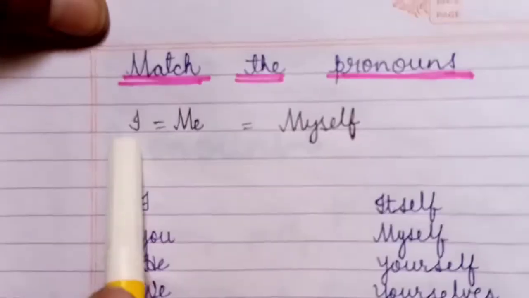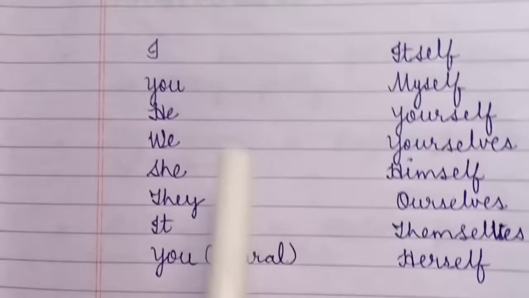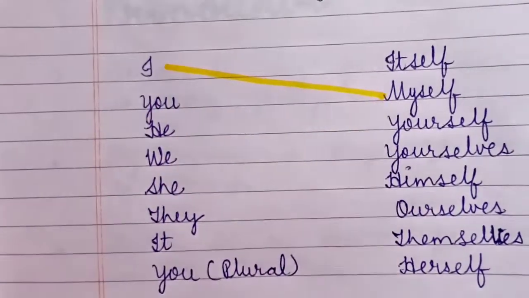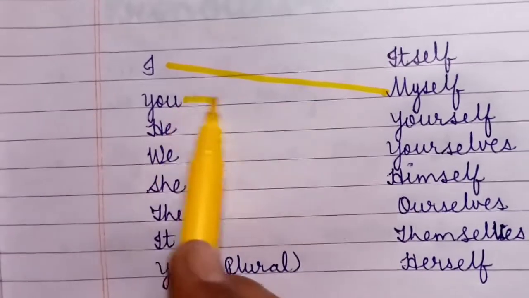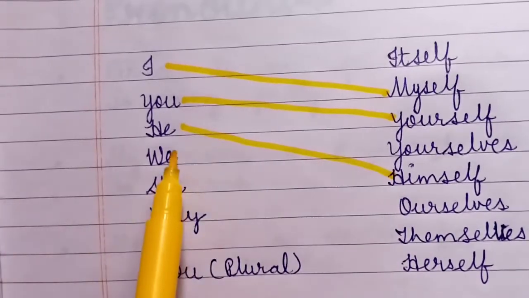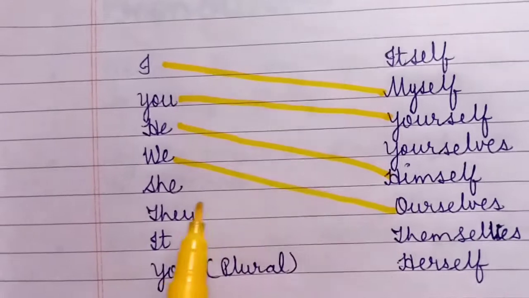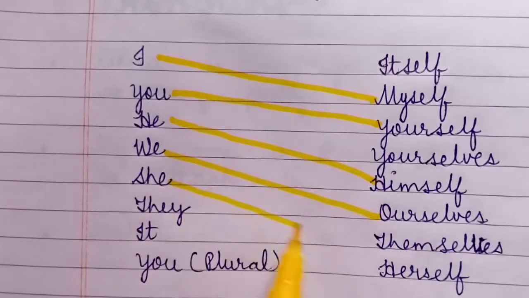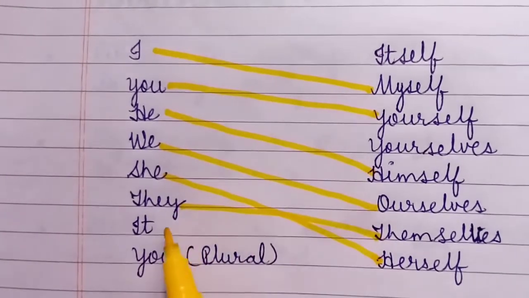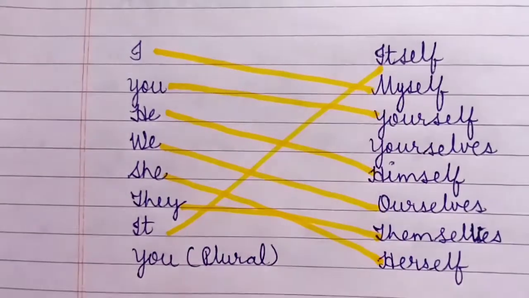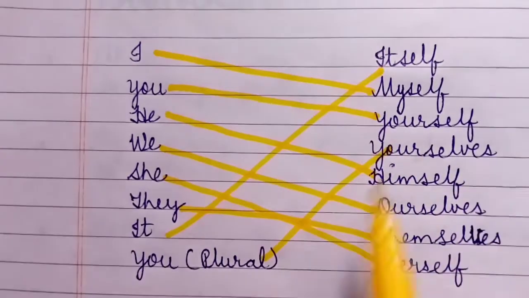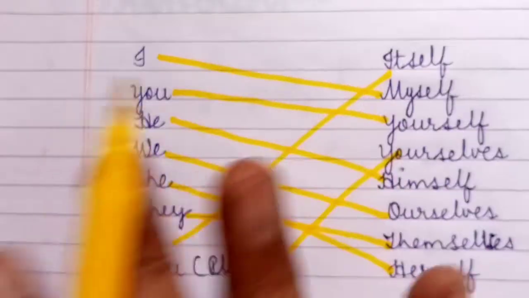Match the pronouns. Alright? Now let's match these pronouns. I, which will go with myself. Alright? You, yourself. He, himself. We, ourselves. She, herself. They, themselves. It, itself. You, in the plural form, will be yourselves. Alright? So these all are pronouns.